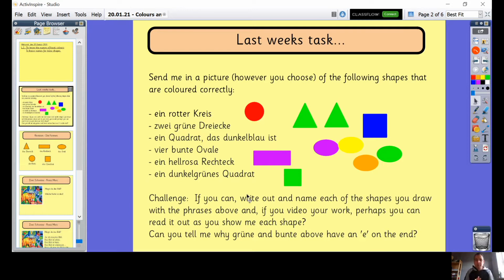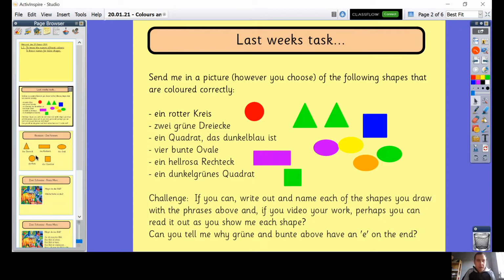So my challenge was for some of you to write out the names of each shape and phrases, which you did, and also for those of you who told me why grüne and bunte have an E on the end, that is because we have plural, because it's more than one. It was two green triangles, and because it's plural, we're adding an E on the end, okay, and vier bunte Oval, and you can see here we've got E's on the end as well, which help us to remember that. That was my extra challenge, which some of you did there.